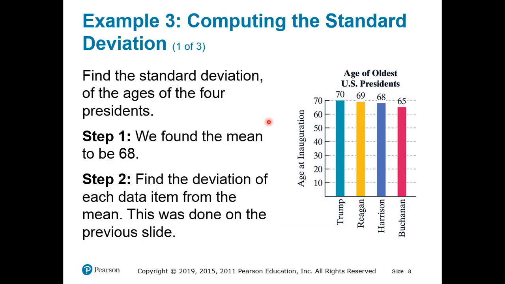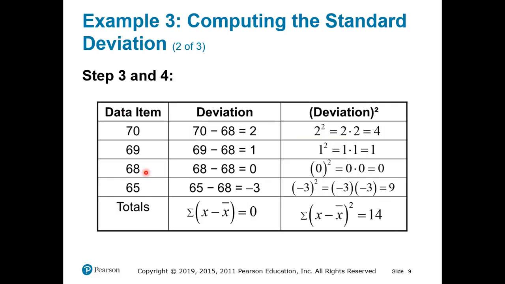Here we're going to find the standard deviation for the ages of the four presidents. So we got steps 1 and 2 that we did. Now, if you use the table and you build the formula, you'll always get the correct answer. So here are our deviations. Then we're going to add another column where we take all of these numbers. Notice how we sum these up and they equal 0. That's good. Now in this column here, we're going to square these.